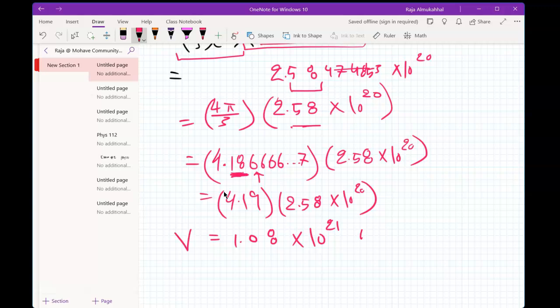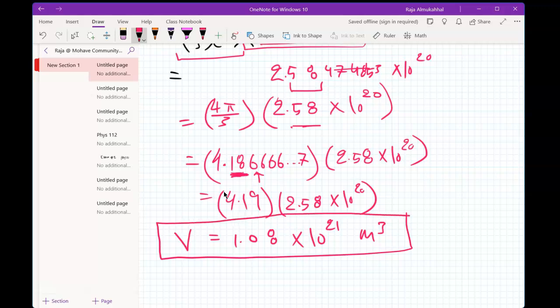Meter cubed. That would be the volume of the Earth. This is how big the Earth is. In other words, think of it like if the Earth was empty inside, that's how much water I could put in there. It's a huge astronomical number.